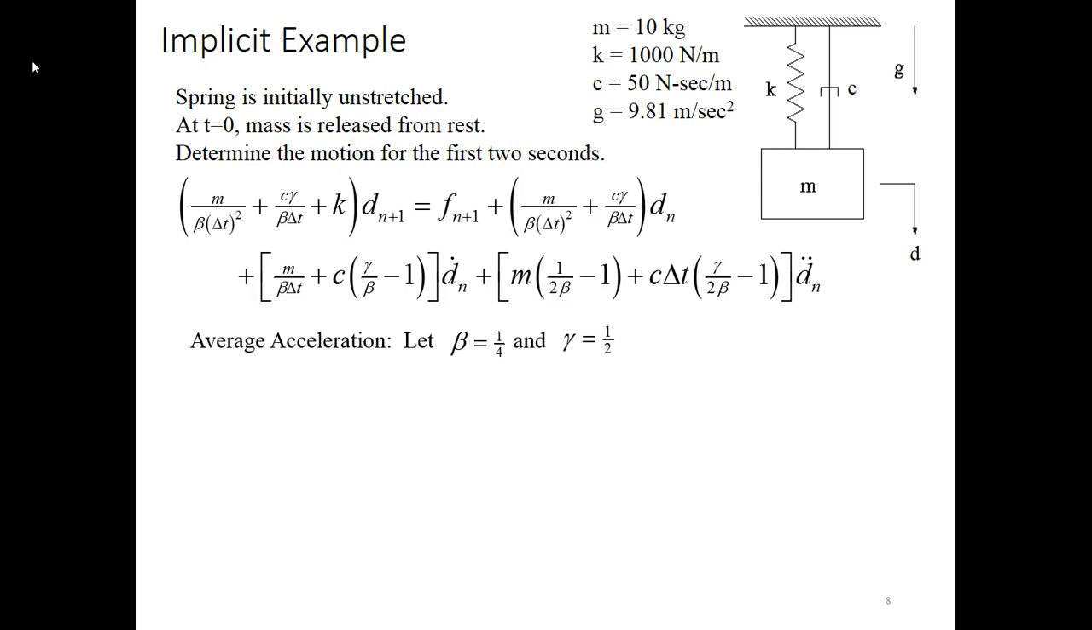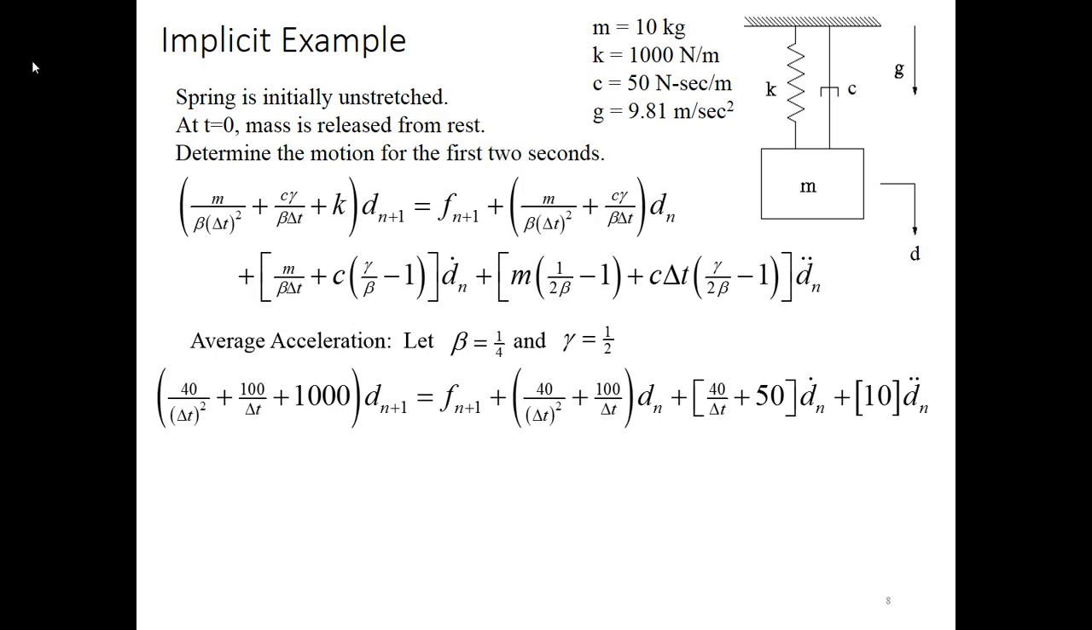Let's use the average acceleration version. So again, that was beta equals 1/4 and gamma equals 1/2. The equation becomes this when I plug in gamma and beta, but also plug in m, k, c. I haven't done g yet because that's my forcing function. So m, k, and c are put in here.